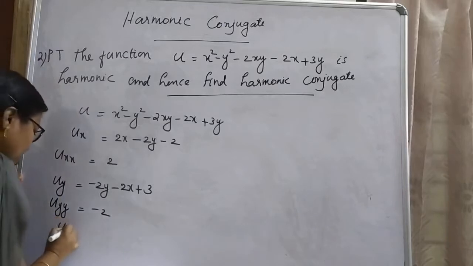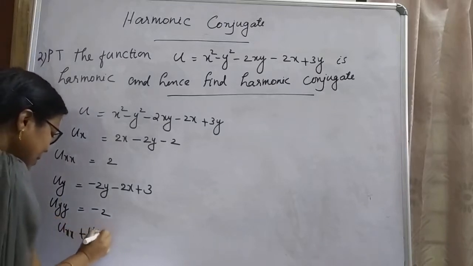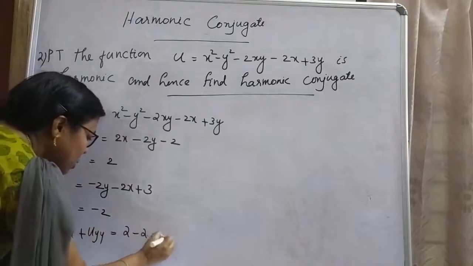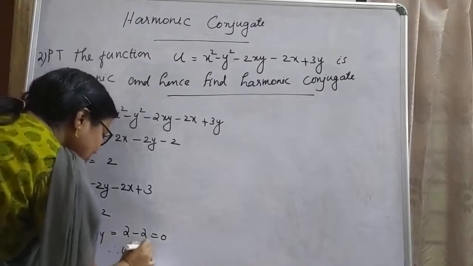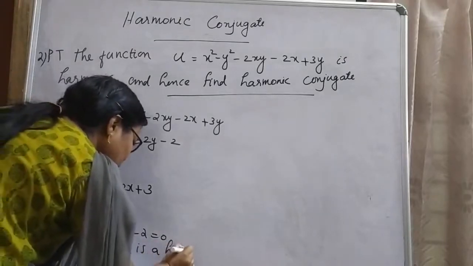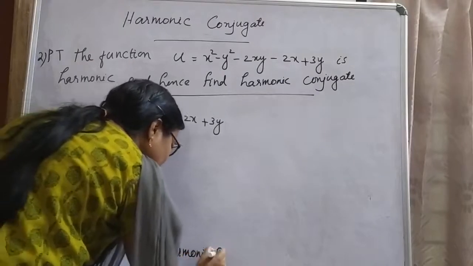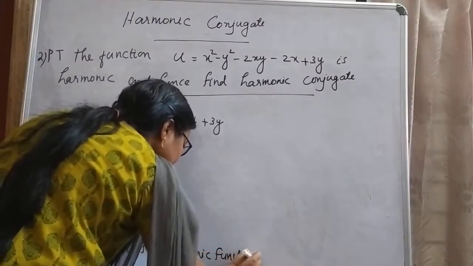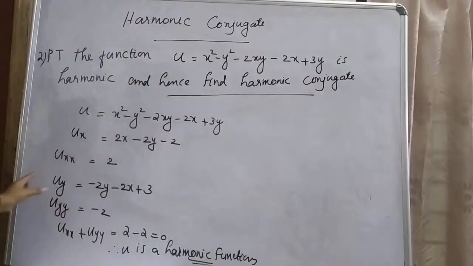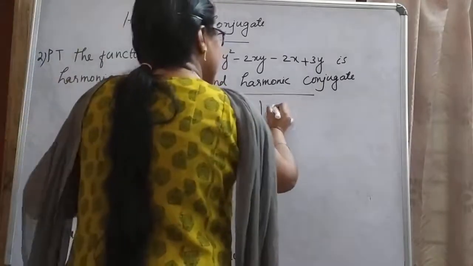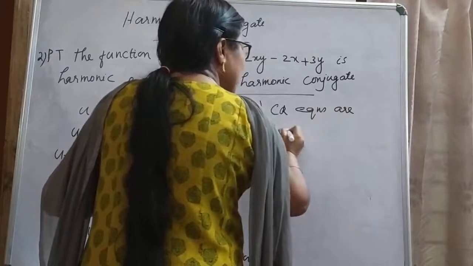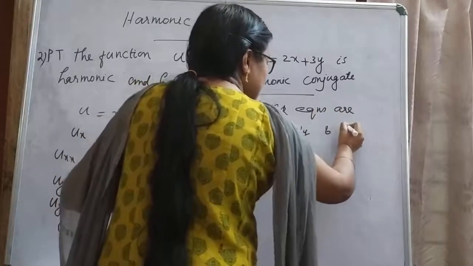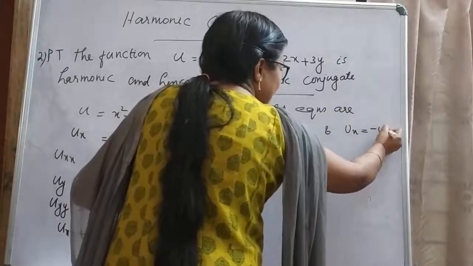Now uxx plus uyy, which will be 2 minus 2 equal to 0, which means that u is a harmonic function. Therefore, we should satisfy the CR equations. The CR equations are ux equal to vy and vx equal to minus uy.